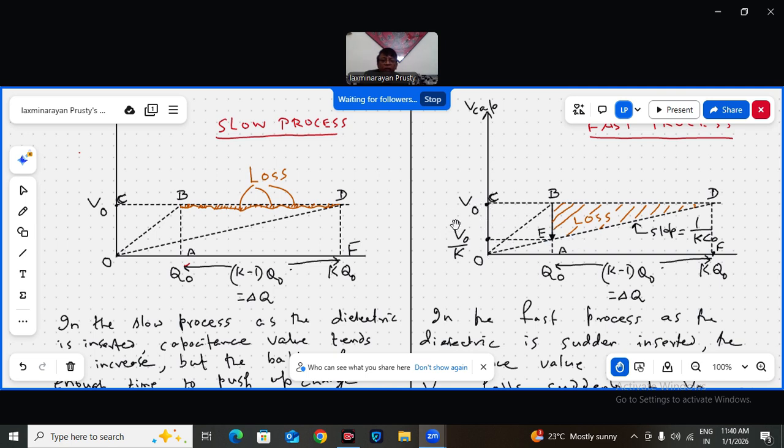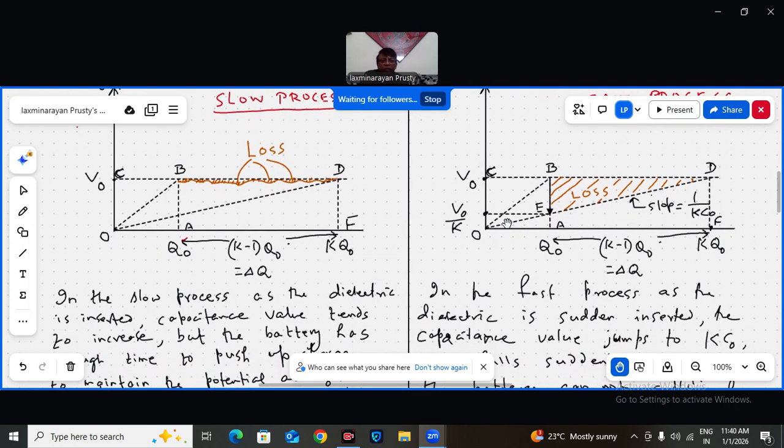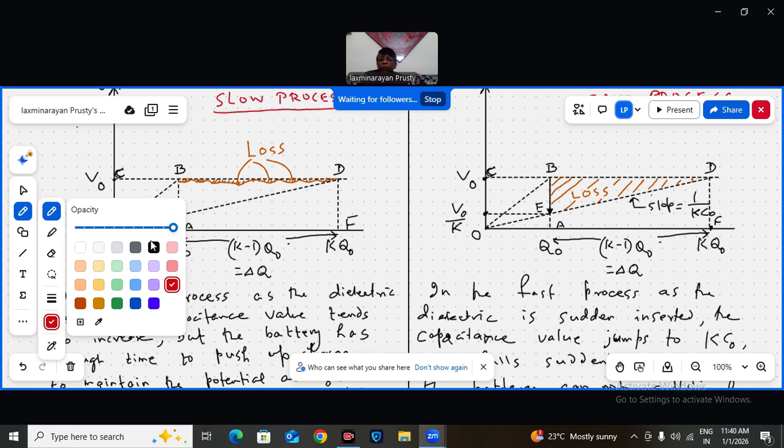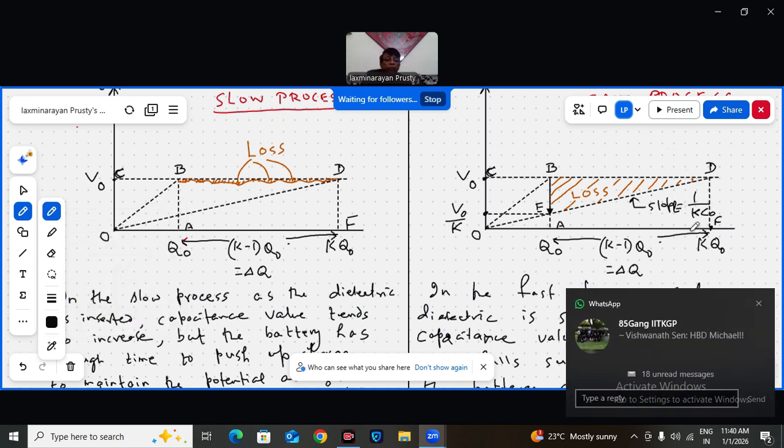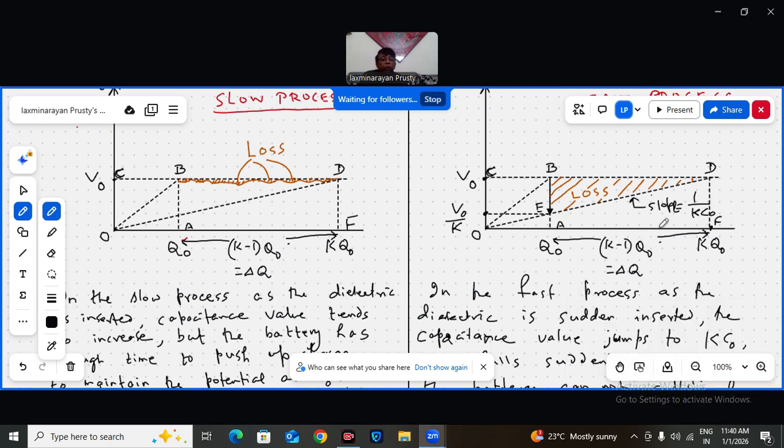So the drop is V naught into (1 minus 1 by K), this vertical line. After that the battery knows that there is a potential difference between the capacitor plate and the battery end. So it will send charge, and that charging line will be a straight line through the origin O, whose slope is 1 by K C naught. This perpendicular, this is F.